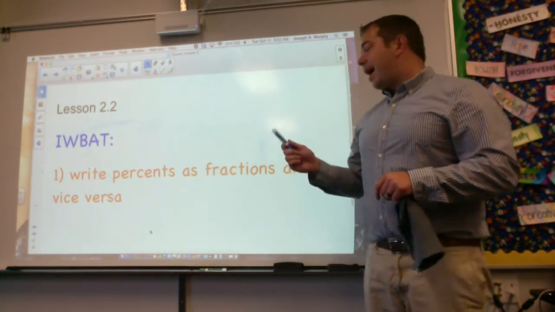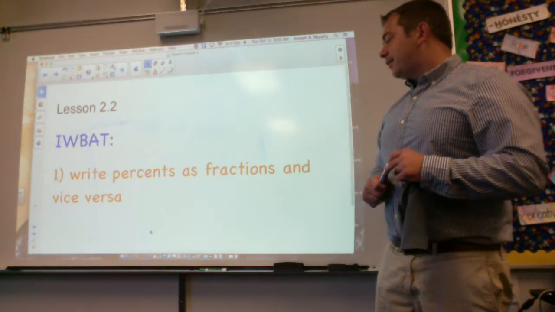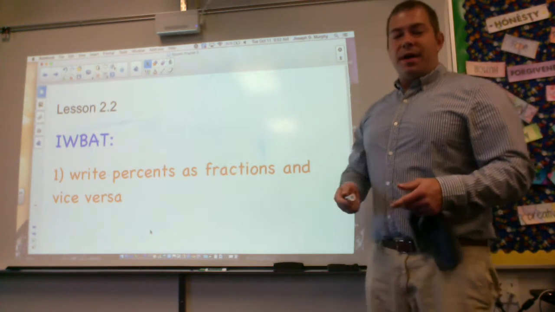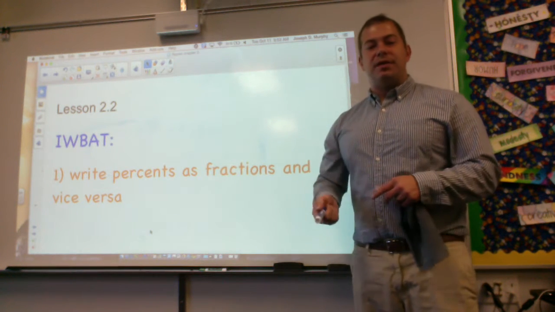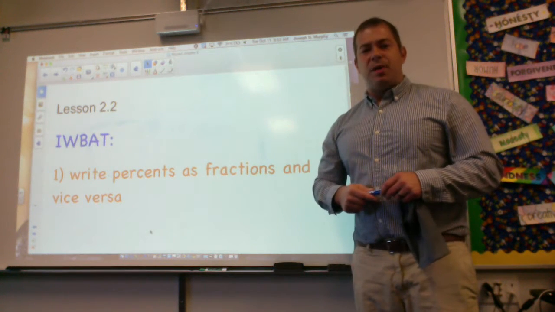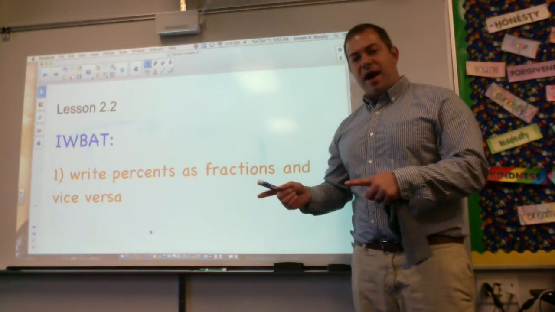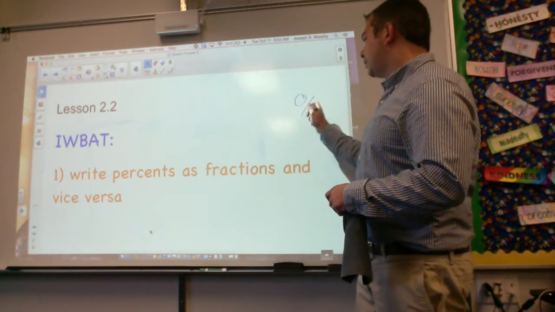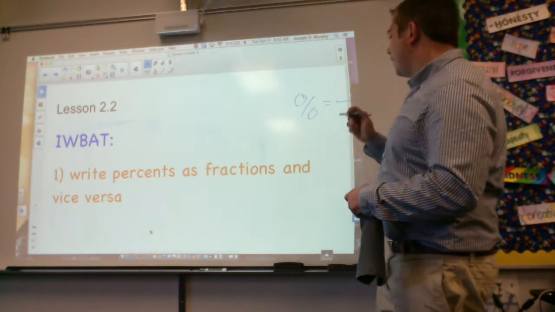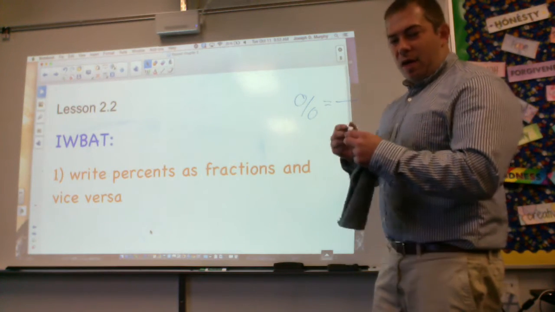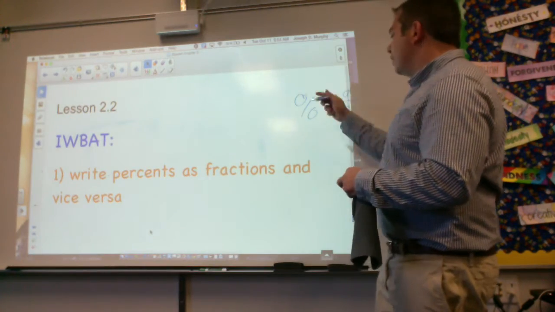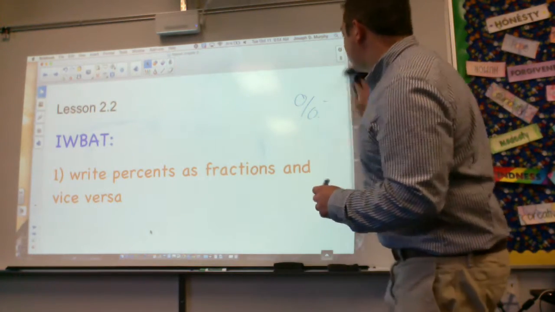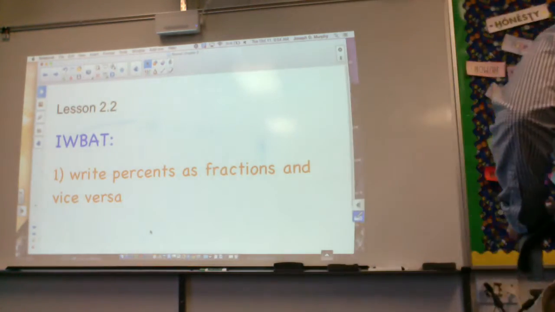Here's your objective. I will be able to write percents as fractions and vice versa. I know last time we turned decimals into fractions and fractions into decimals, and that'll help us today as well. But today we're turning percents into fractions, so something like this will equal something like that. And then we're going to go vice versa, turning our fractions, let's just say A over B, back into percents. So let's talk about percents to start.